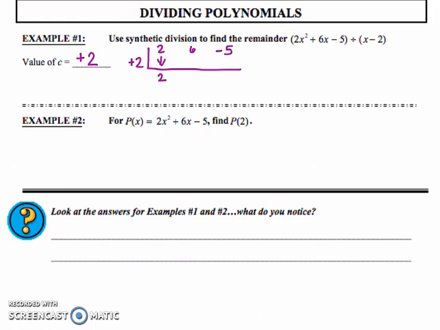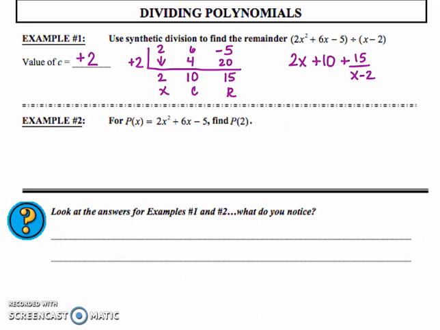I'm going to drop my 2 down and multiply. 2 times 2 is 4. I'm going to write it and I'm going to add. 6 plus 4 is 10. 2 times 10 is 20. I'm going to write it and I'm going to add. Negative 5 plus 20 is 15. So this is my remainder, this is my constant, and this is my x term. So my solution is 2x plus 10 with a remainder of 15 over x minus 2.